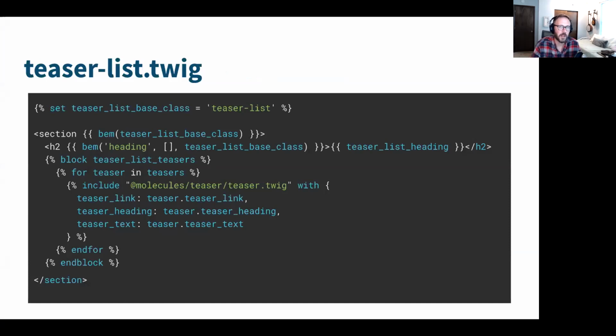But the key to understanding this organism is the Twig block called teaser_list_teasers. It's a funny name. Notice here we have populated that block with some default content, which is a for loop that will loop through some mock data to show teasers. This helps us, again, quickly mock data for Storybook. So let's look at how to write that data.